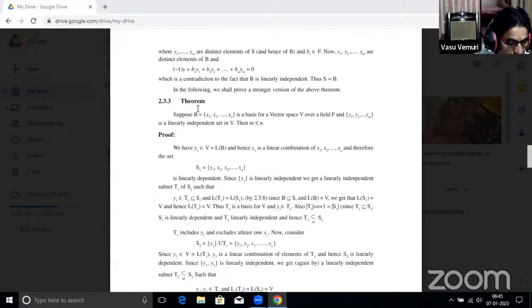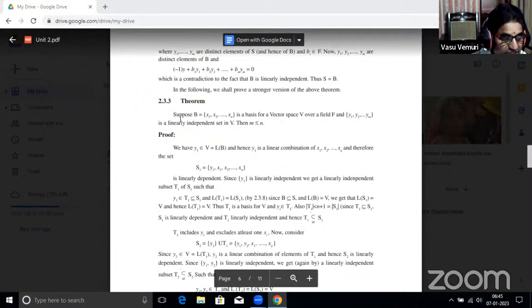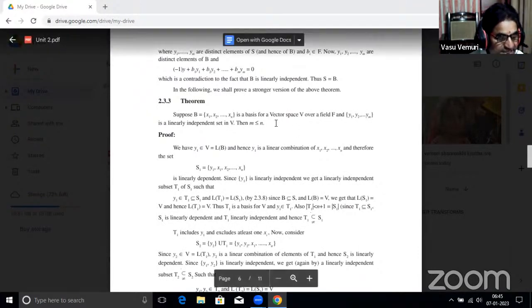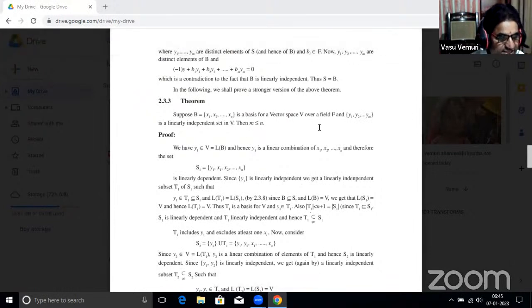Next, just refer to Theorem 2.3.3. Suppose capital B equals the set of x1, x2, and so on up to xn. This is a basis for a vector space capital V over a field capital F. The elements y1, y2, and so on up to ym form a linearly independent set in V. Here the condition is m less than or equal to n.